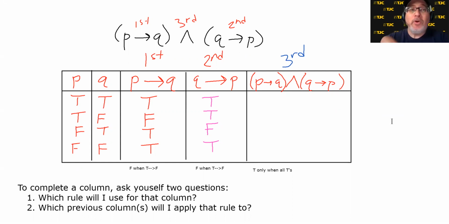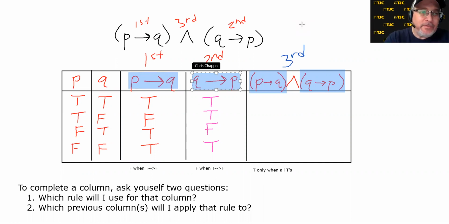All right, so that's what we're going to do. Now, what are we going to do it to? In other words, which previous columns do we need to allude to? Well, the columns that refer to the statements on either side of the conjunction. The statement on the left side of the conjunction is P pointing to Q, which is the first column. The statement on the right side of the conjunction is Q pointing to P, which is the second column. Now notice that I'm not using the P and the Q column at the beginning. If it helps, cover them up like we've done before so that they don't interfere.